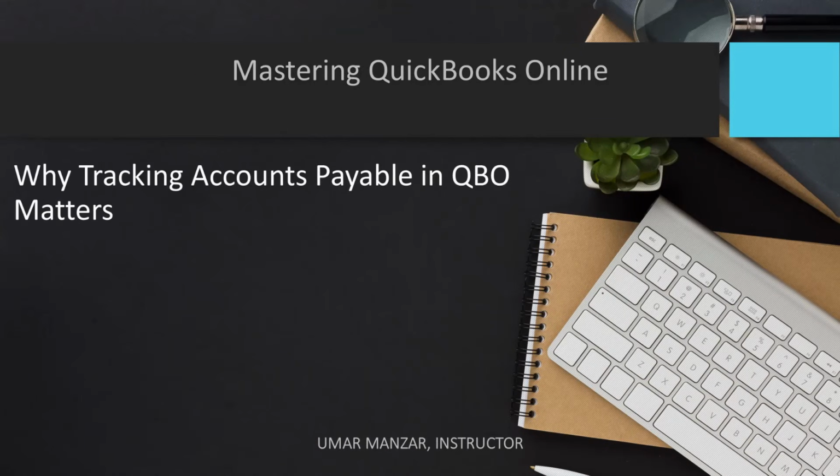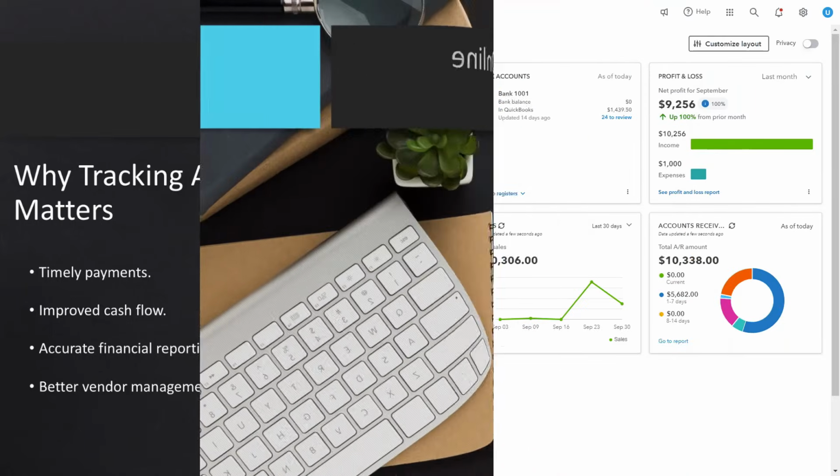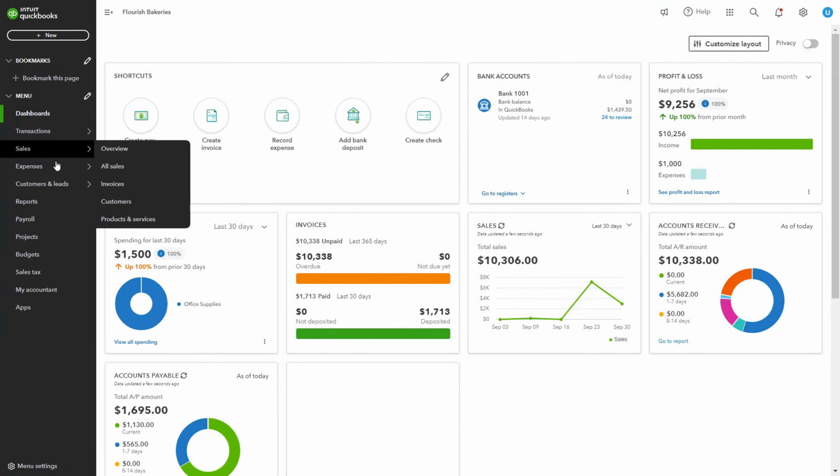Tracking accounts payable in QBO offers several benefits. Timely payments: ensure that the bills are paid on time to avoid late payment fees and maintain a positive relationship with vendors. By monitoring due dates, you can manage your cash flow more effectively and plan for upcoming payments. Keeping track of accounts payable also ensures that your financial reports reflect accurate expenses and outstanding liabilities. By staying organized and informed about which vendors you owe money to and how much is due, you can improve your vendor management practices.